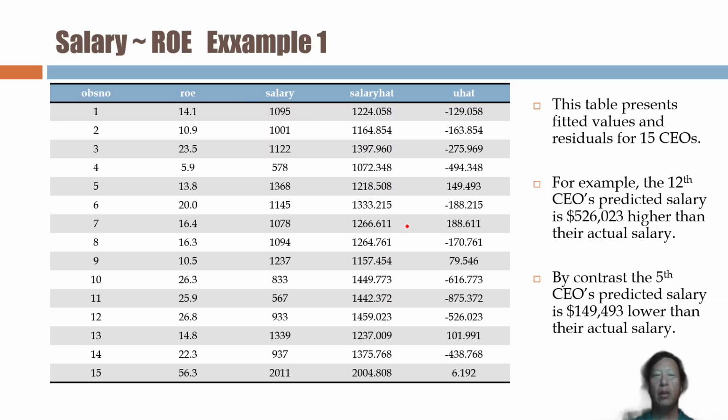So this is the data. This table just collects the ROE and the salary, and this is the estimation using the linear model.